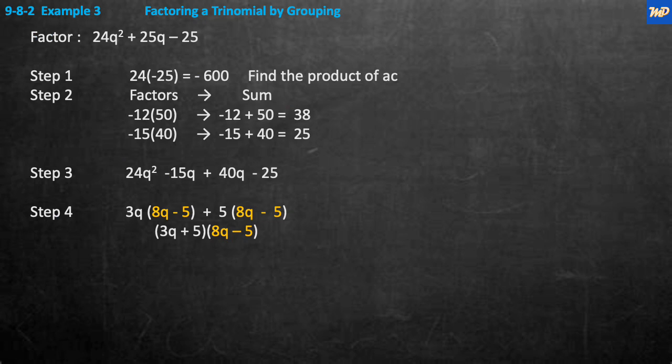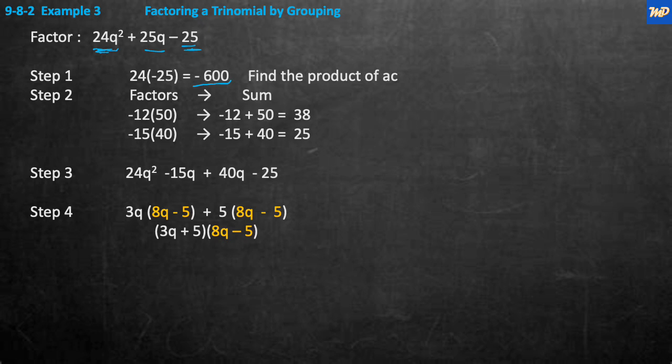Okay, example 3, factoring a trinomial using grouping. It's just what we talked about. So let's see how it works out. They're giving us 24q squared plus 25q minus 25. So we take the A term and the C term, and we multiply them together. When you do that, you get negative 600. Negative 25 times 24 is negative 600.